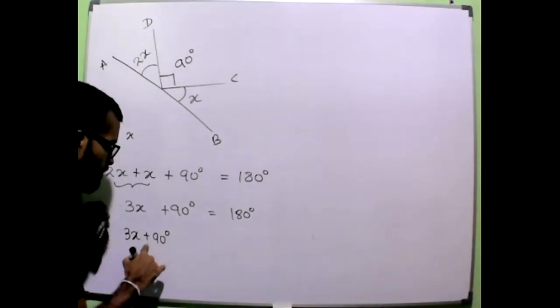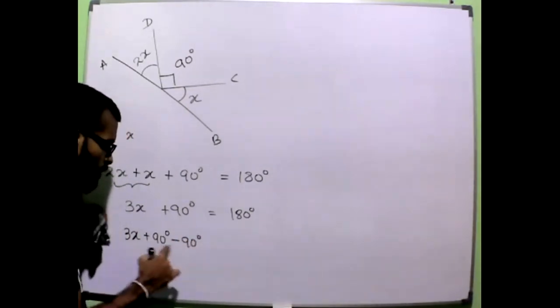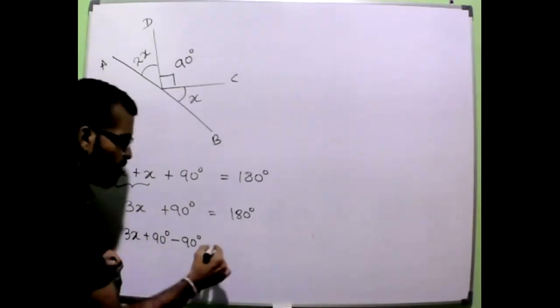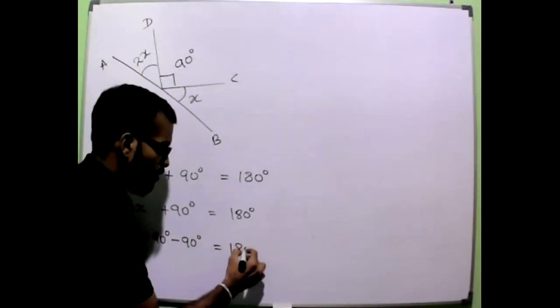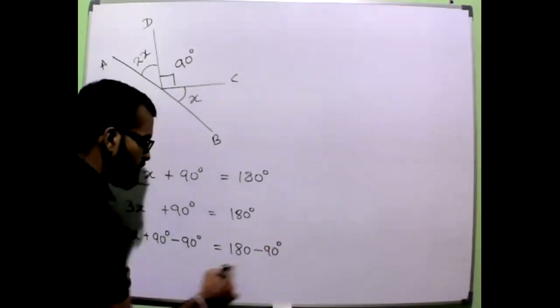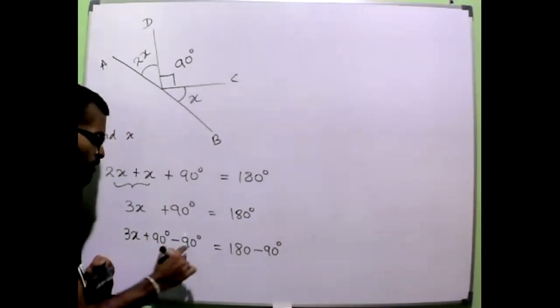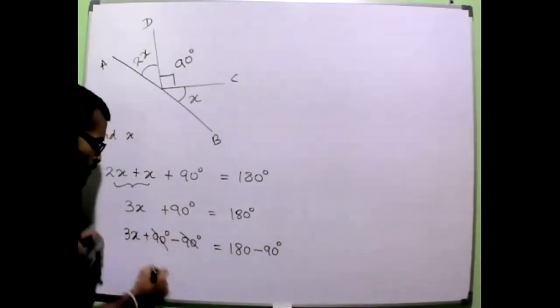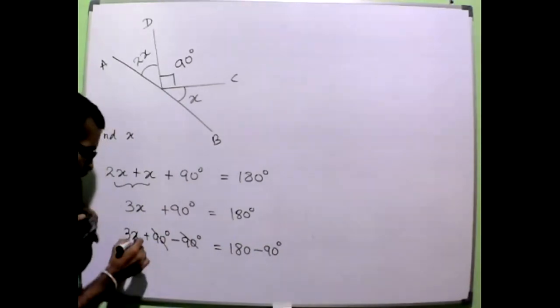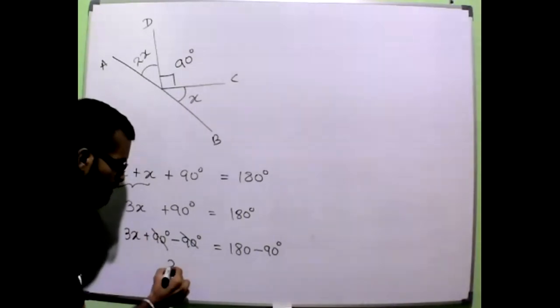Positive 90. The opposite thing is negative 90, right? I have to subtract the negative thing from both sides. Negative 90, negative 90. So here, positive 90 and negative 90 cancel out. Now on my left hand side, the only term I have is 3x.